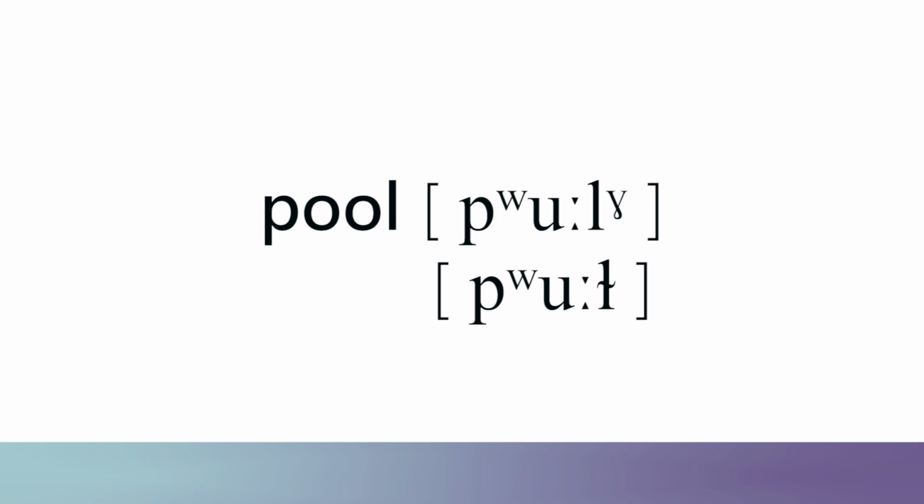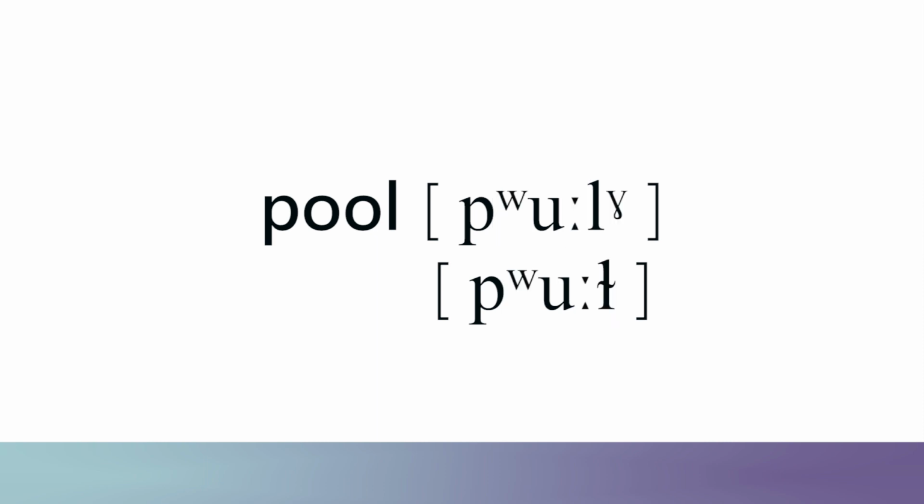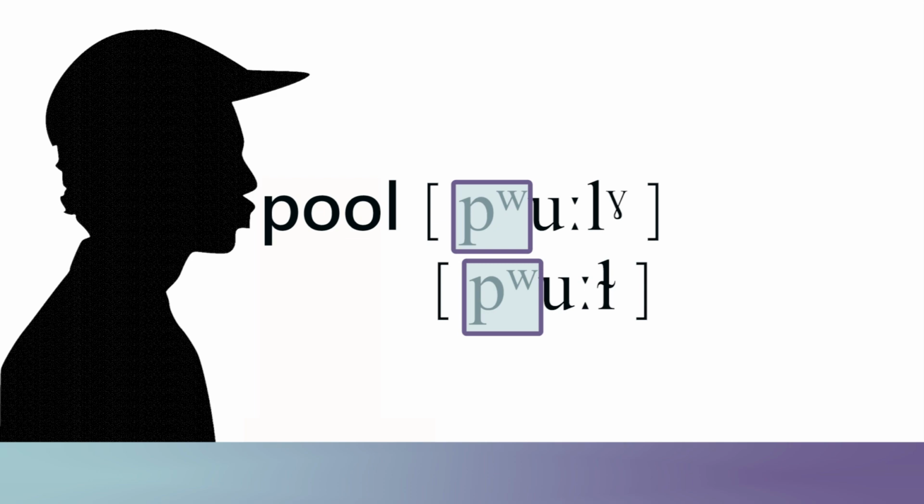So in pool, for example, you see, in 3 steps, I added 3 details to the transcription. Okay, what is happening here? Pa is already labial, but now I exaggerate the labial feature of it. I labialize the labial. Pool. In order to do that, I have to round my lips more and I have to protrude my lips more. Pool.